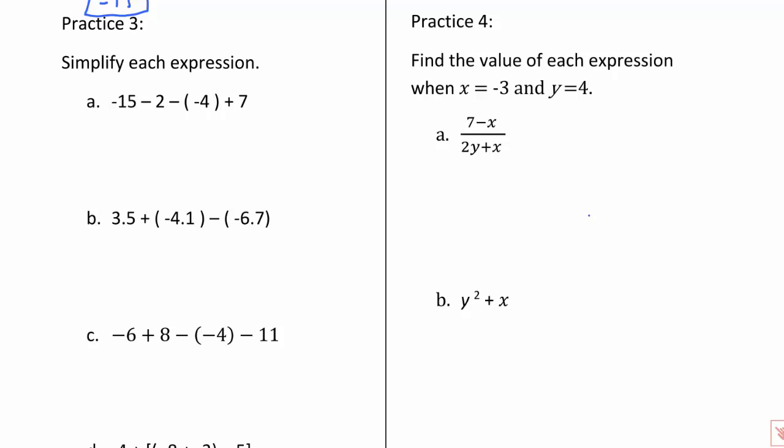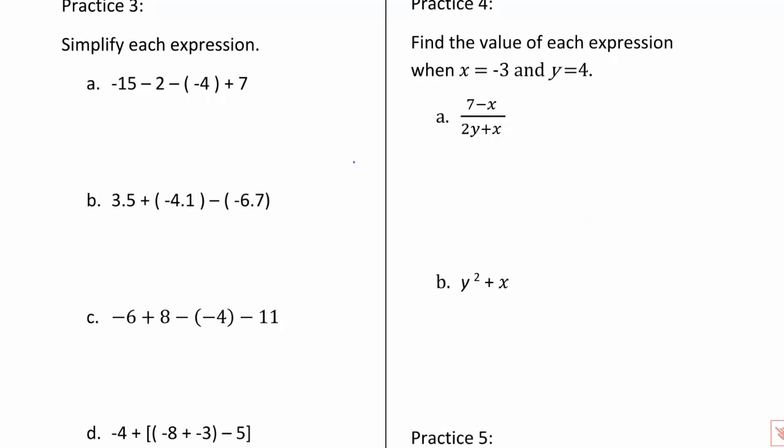Now we're just going to evaluate some expressions. Look at A here. Negative 15 minus 2 minus negative 4 plus 7. What I'm going to do here is I'm just going to get rid of any operations here that effectively are multiplication. So this minus a negative just means addition. So this is actually negative 15 minus 2 plus 4 plus 7.